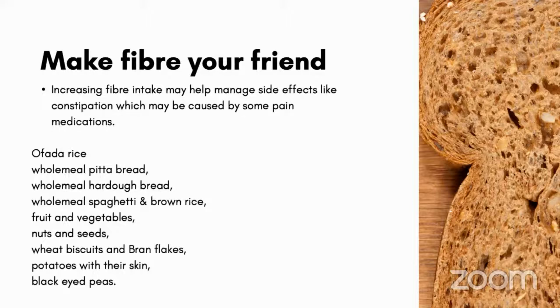Things like wheat biscuits, like Weetabix, and bran flakes contain high fiber. Also porridge, so oats have a really high fiber content. If you eat things like potatoes, try to ensure that the skin is on. For example, if you're having a jacket potato, try to eat it with the skin, because that's where you'll find the fiber. And things like black-eyed peas contain fiber. These are just some examples of ways to incorporate more fiber into your diet.